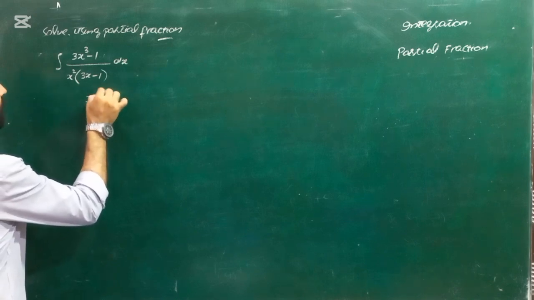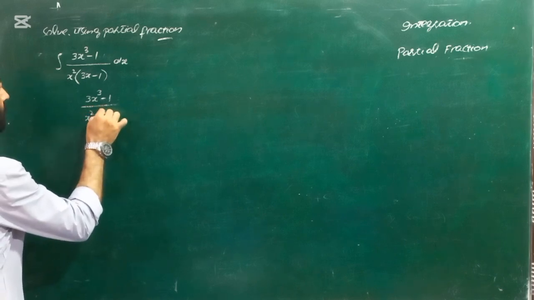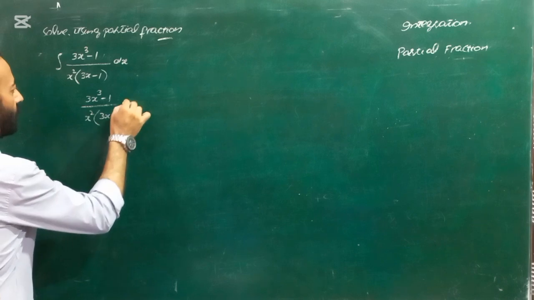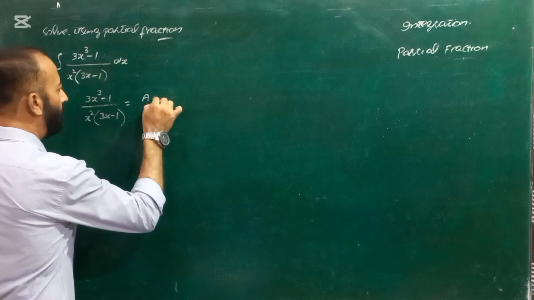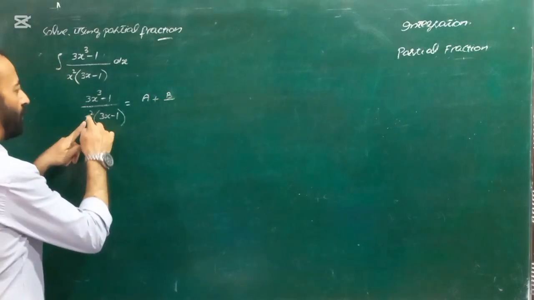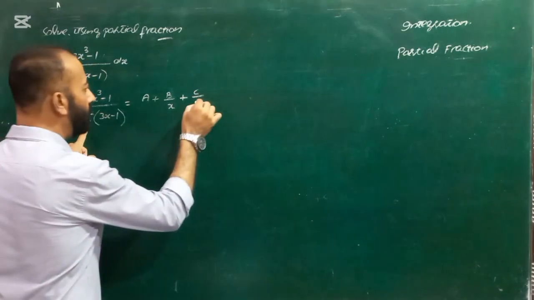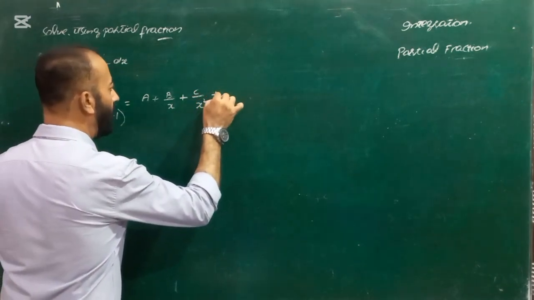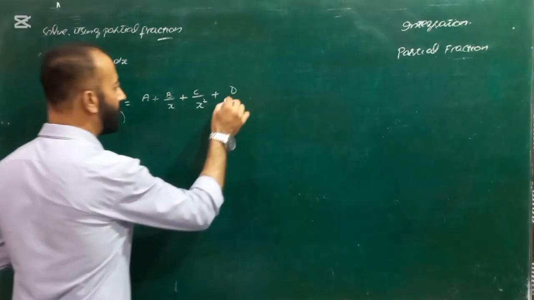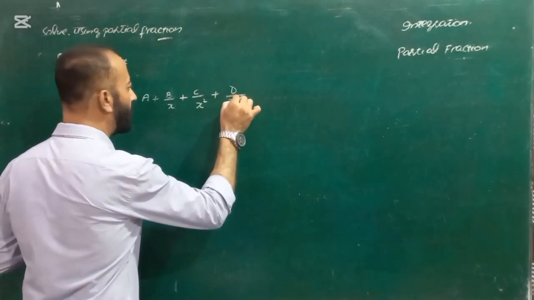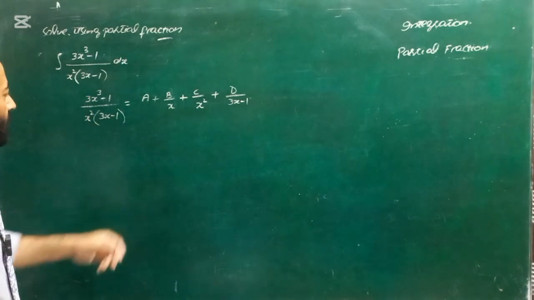So 3x cube minus 1 over x square into 3x minus 1. So the first step will be, first a will be written as it is, then b over x with power 1, then c over x with power 2, and finally d over the next bracket which has a linear equation inside the bracket, so 3x minus 1. So this is the method to solve this kind of question. This will be the first step.